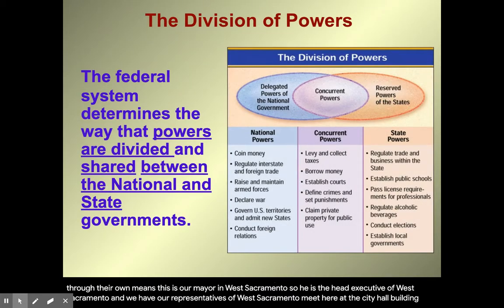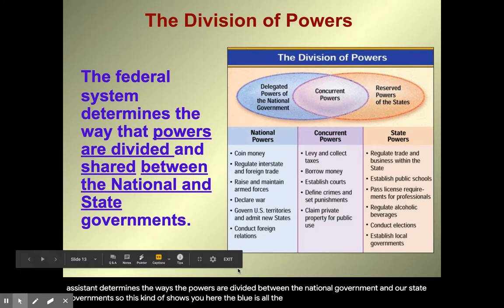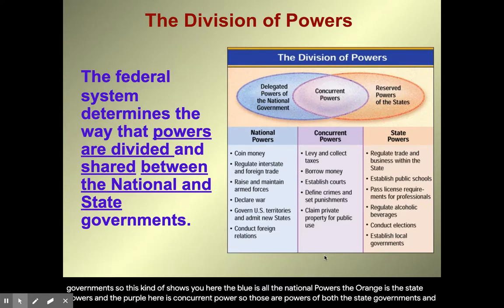The federal system determines the ways that powers are divided between a national government and our state governments. So this kind of shows you here, the blue is all the national powers, the orange is the state powers, and the purple here is concurrent powers. So those are powers that both the state governments and the national governments have.